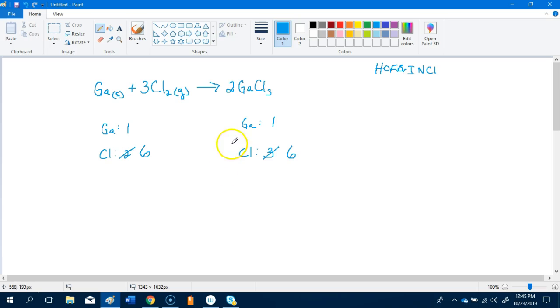Now I have to balance my galliums because that 2 means that I now have 2 galliums and only 1 gallium over here. So I'm going to put a 2 there. Now I have 2 galliums on the reactant side, 2 galliums on the product side, 6 chlorines on the reactant side, and 6 chlorines on the product side. And there you have it.